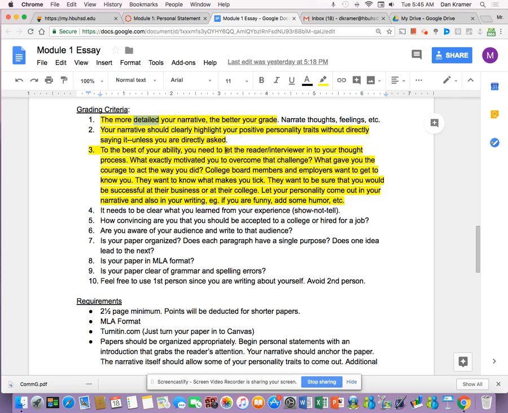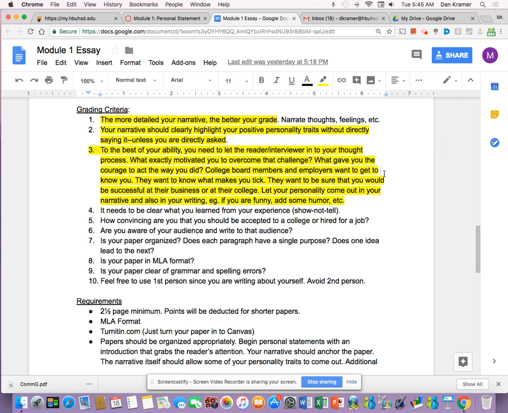And then I think this is one of the best or most important things: to the best of your ability, you need to let the reader and interviewer into your thought process. Like, what exactly motivated you to overcome a challenge, or what gave you the courage to act? Don't say, "I was courageous, I felt courage." Why? What created that? What motivated you to change, or whatever it is that you're explaining.